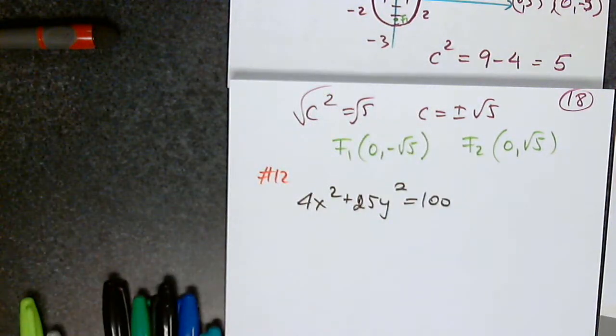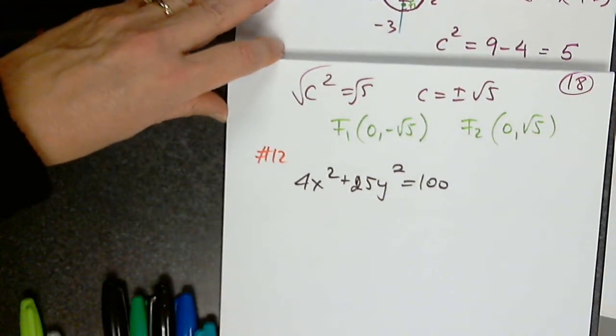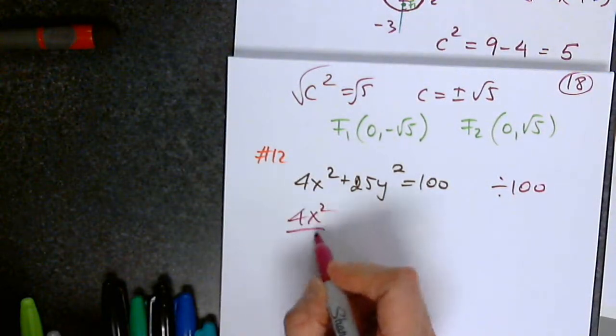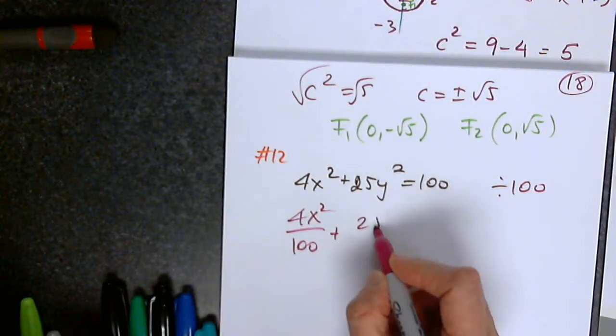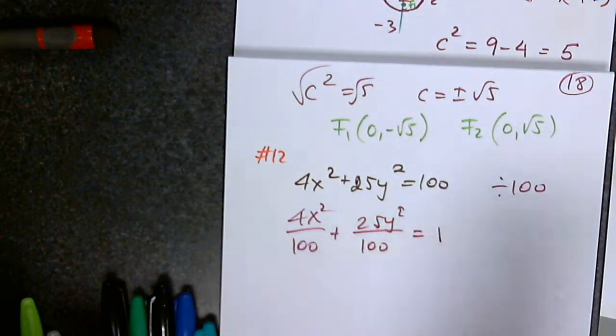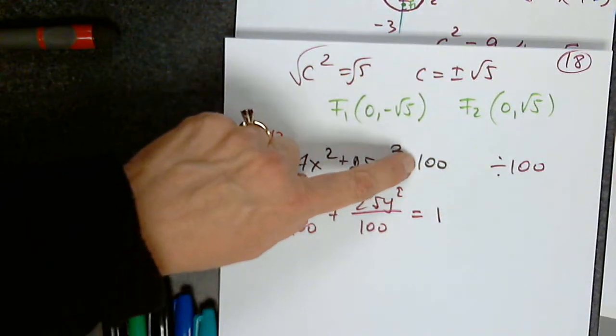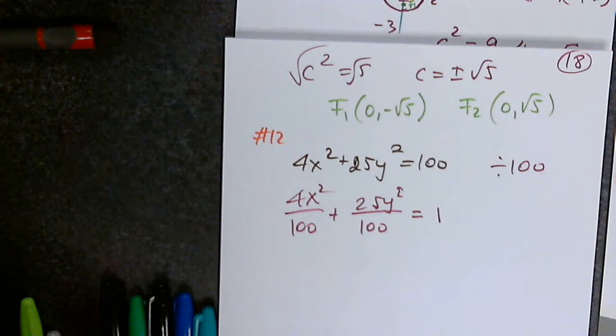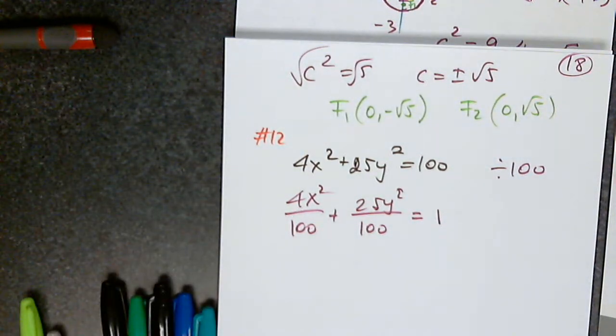Okay, so now with 4x squared plus 25y squared, we want to find A and B. We want to graph it. We don't know what it is, where it is, and so on. So what do we do? I have to divide by 100. That's my first step. So 4x squared over 100 plus 25y squared over 100 equals 1. What if I had here negative 100? What would you have said? Not an ellipse, for sure. All terms in the ellipse have to be positive.